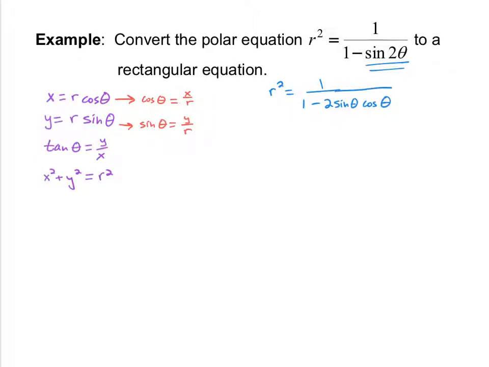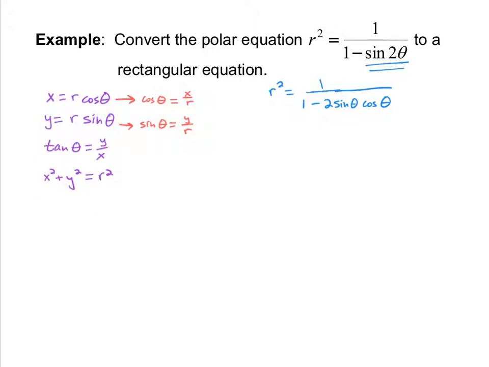Now, I'm going to leave the r squared as it is, and I did that in the last problem. The reason I do that is it's easier to do the algebraic manipulations with an r squared instead of an x squared plus y squared. So I usually leave the r squared as it is until the very end, until I've gotten rid of any thetas. Once I get rid of the thetas and get it cleaned up, then I'll look for the r squareds and change them into x squared plus y squared.